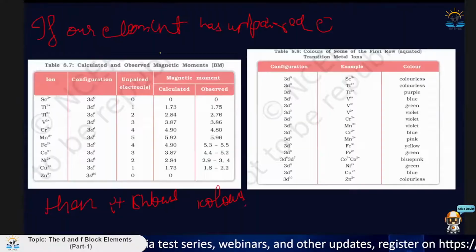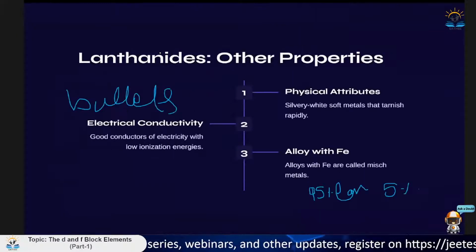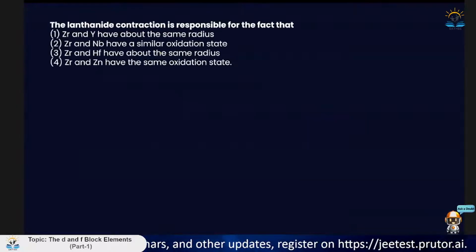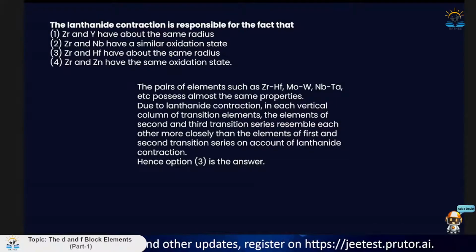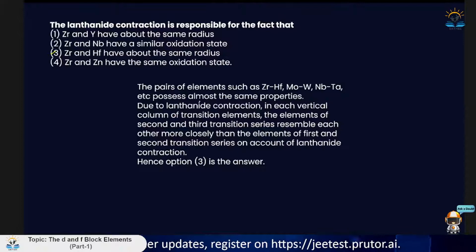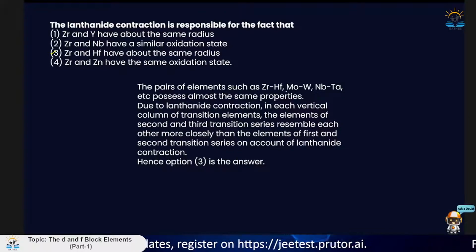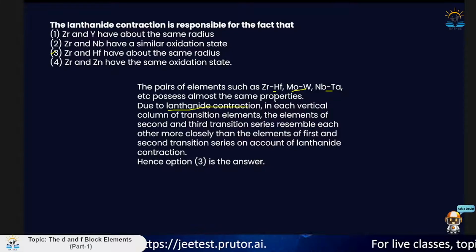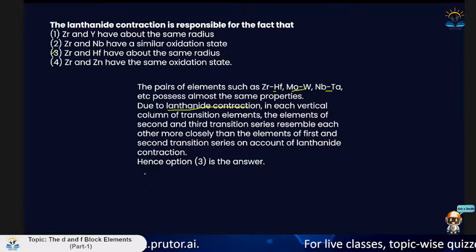So in this case, if we see this question properly again, our answer will be Zr and Hf. That is option 3. And then these are the pairs, Hf, Mo and W, Nb and Ta. They have the same chemical properties because of a thing called lanthanoid contraction. So option 3 is the answer over here.